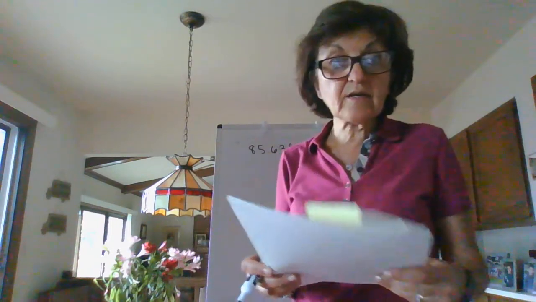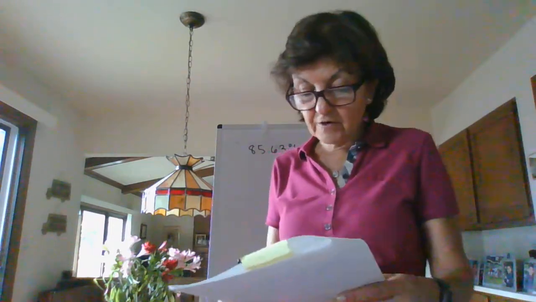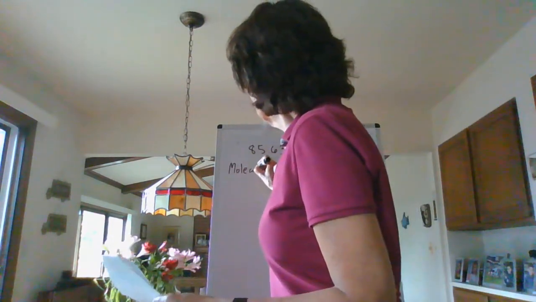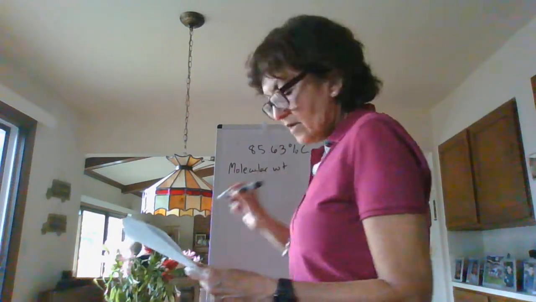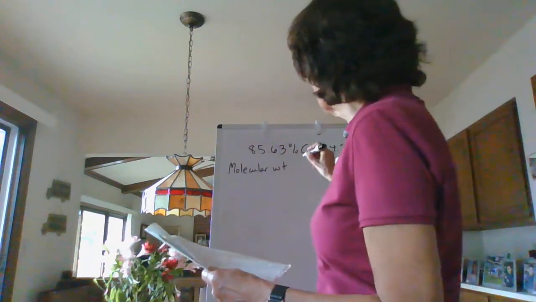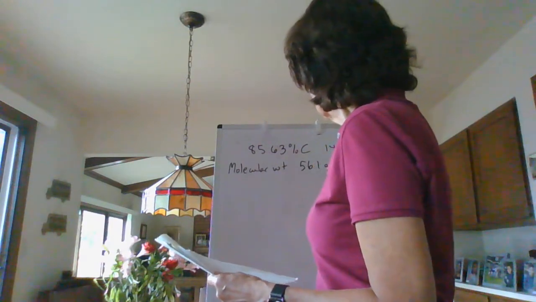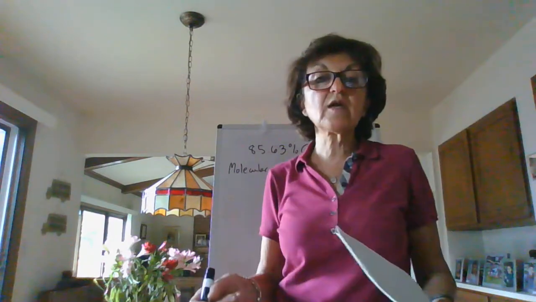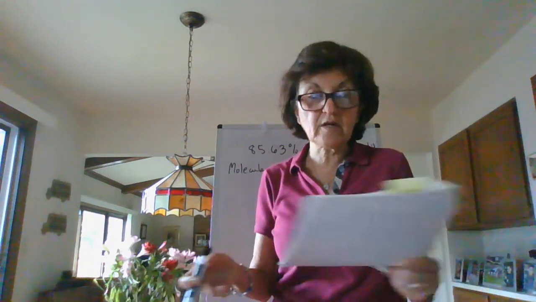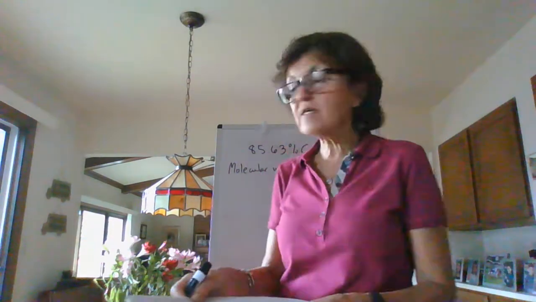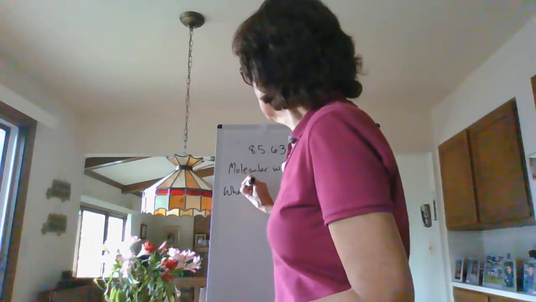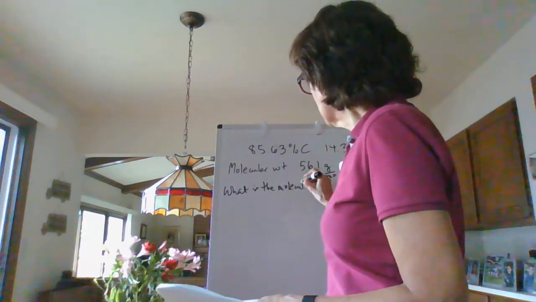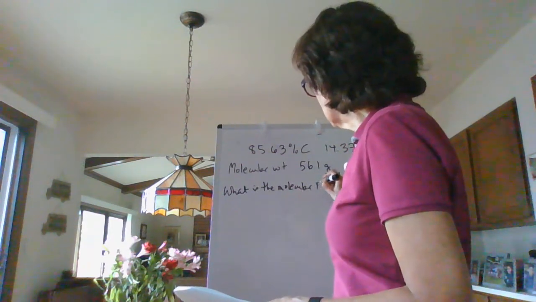And when they did another experiment, they figured out its molecular weight. I promised you that you will always be given the molecular weight in the problem. They found that molecular weight is 56.1 grams per mole. So we could say molecular weight is 56.1 AMU, or molar mass is 56.1 grams per mole. Okay, so the question is, what is the molecular formula?